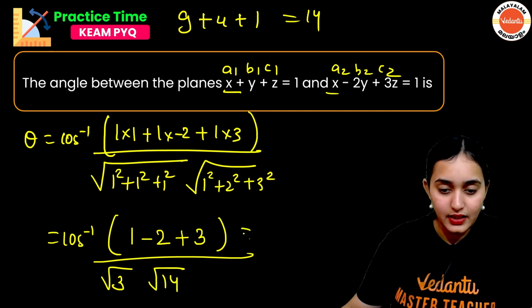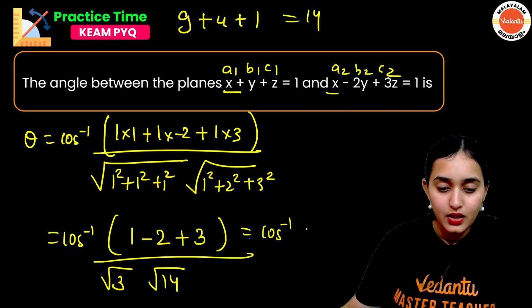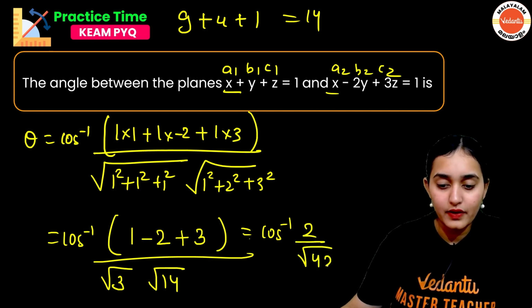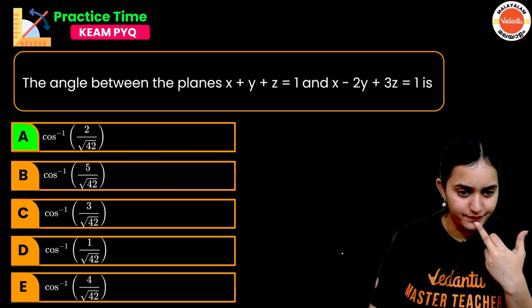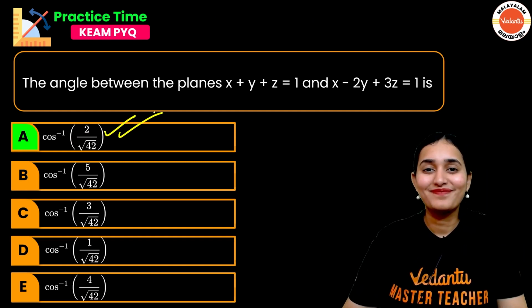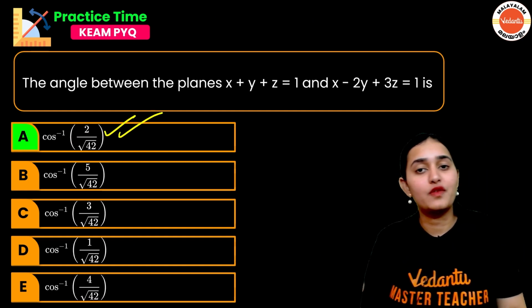So we get here cos inverse of 2 by root over 42. This should be the answer. Yeah, option A. Cos inverse 2 upon root over 42.